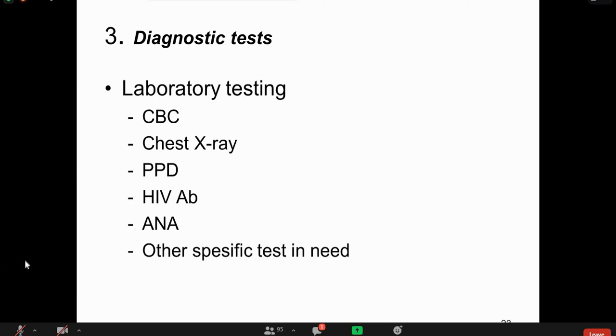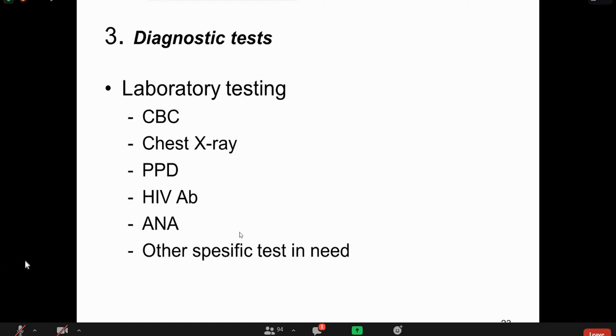lymphoproliferative disorder. PPD is purified protein derivative, the famous test which is done for tuberculosis and for ruling out latent tuberculosis. HIV antibody by Western blot or by ELISA: these are the two techniques that are used for the detection of the viral antibody. Anti-nuclear antibodies are the famous screening test for autoimmune disorders like SLE.